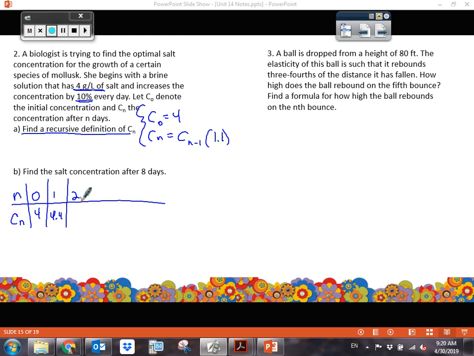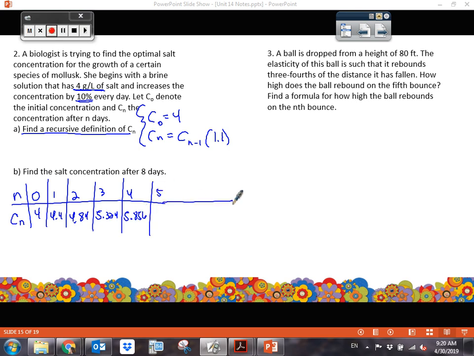And then when n is 2, we do the same thing. It's repetitive. It's recursive. We're just going to keep multiplying by 1.1 until we get to the value that we're looking for. So 4.4 times 1.1 gives us 4.84. And then 4.84 times 1.1 gives us 5.324. And we just keep moving on, multiplying by 1.1. At 4, it's 5.856.